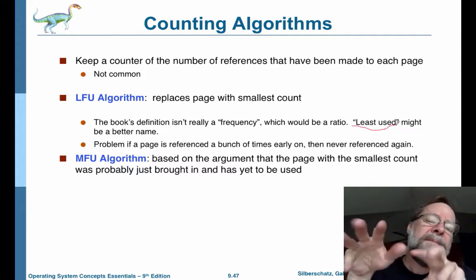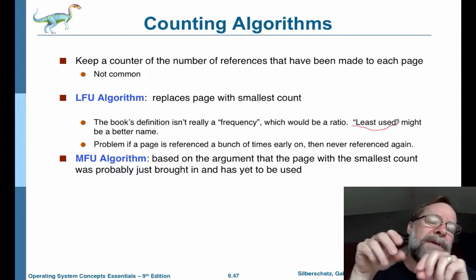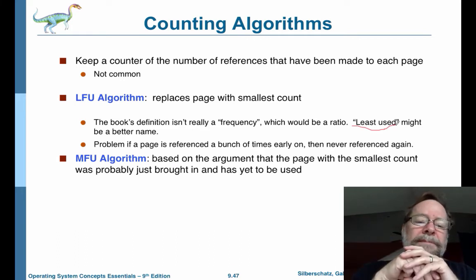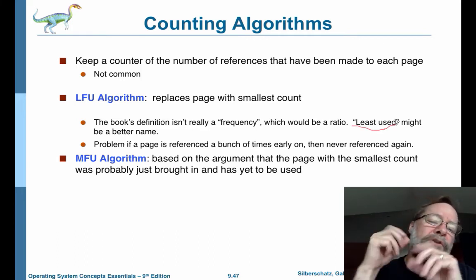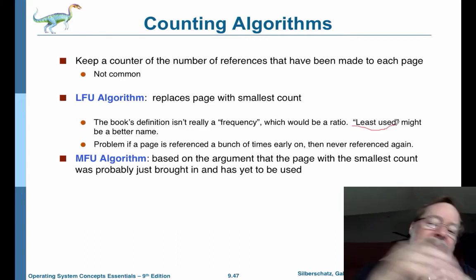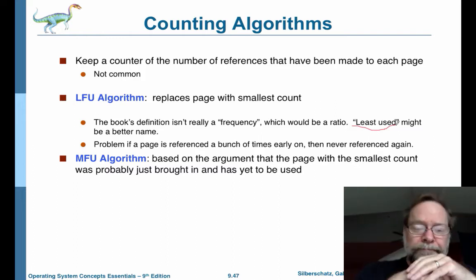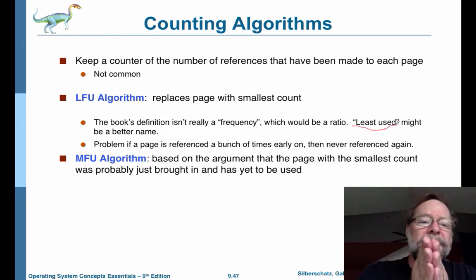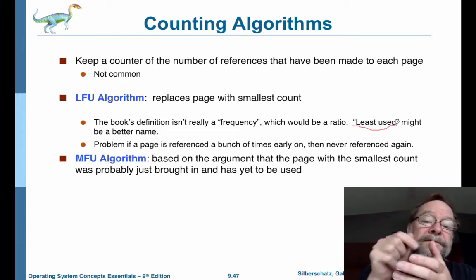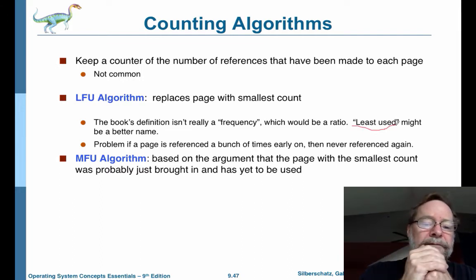In the programming assignment I give you, I actually have you implement a real frequency. That is, you keep track of both a numerator, which is the count we have here, and then the denominator will give you a ratio. The denominator is basically the total number of page accesses or references that have occurred since that page was first loaded into memory. That'll give you a real frequency.